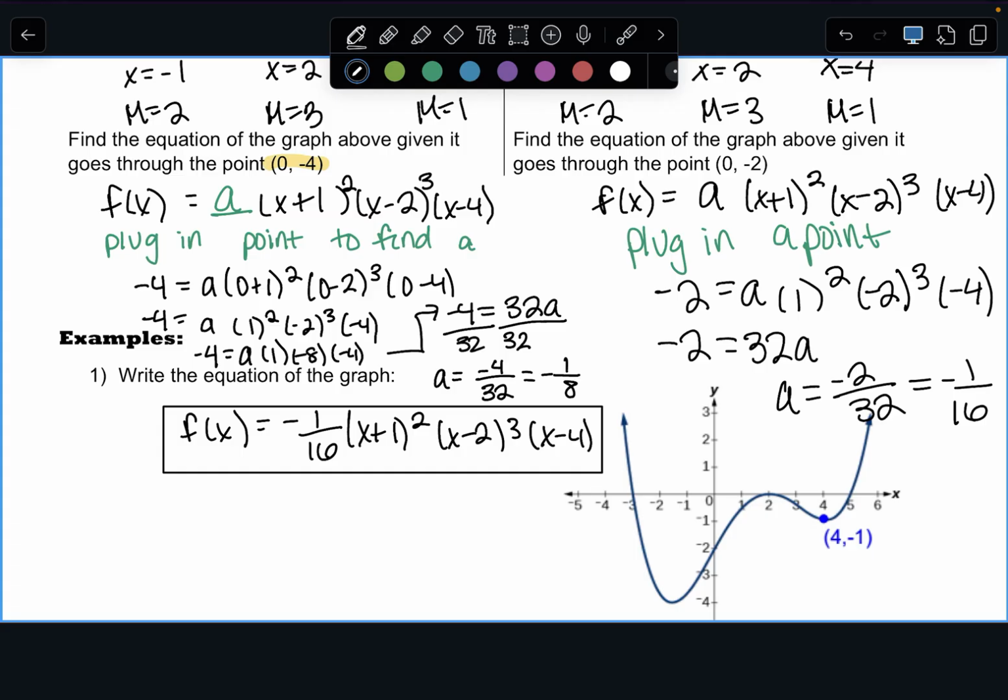Okay? So the factors are not necessarily enough to define your graph. You need to have that A value. And we get it by plugging in a point. Questions on either of those two?